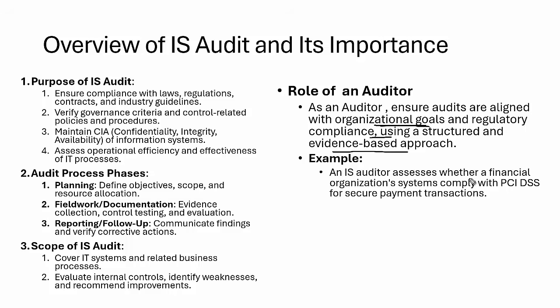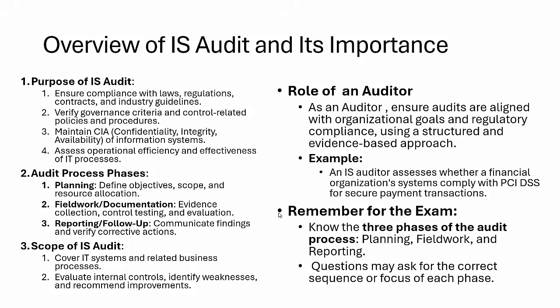An example here: an auditor assesses whether a financial organization's systems comply with PCI DSS for securing the payment transaction system. So here you can see 3 things. One, the auditor is doing an audit of the financial organization's system. The compliance requirement is PCI. The ultimate goal is to secure the payment transaction. So from the exam point of view, remember that you need to know 3 phases: what is planning, what is fieldwork, and what is reporting? Because a question may ask for the correct sequence or focus on each phase, and that for sure.